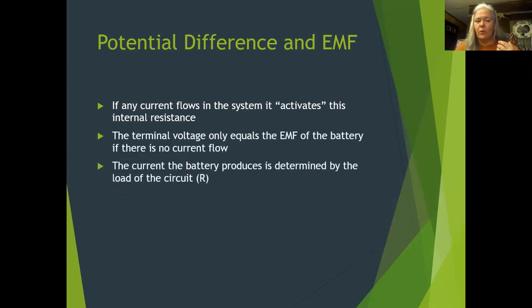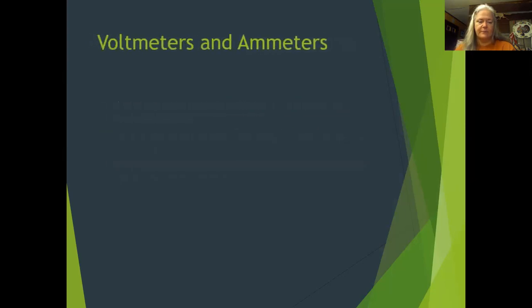So when I put it on a load, or have a load resistance on it, like a light or a radio or whatever I'm using it to turn on, then I lose some voltage. Then I have my terminal voltage being less.